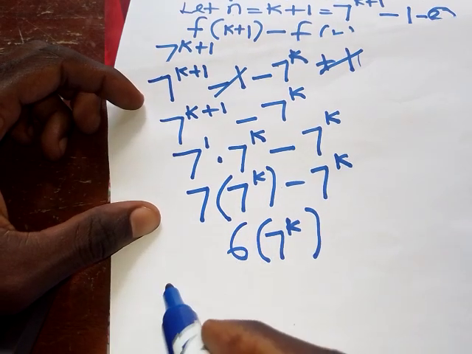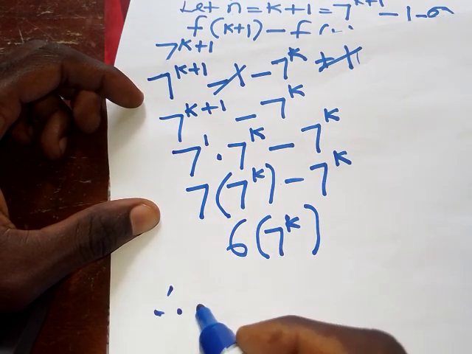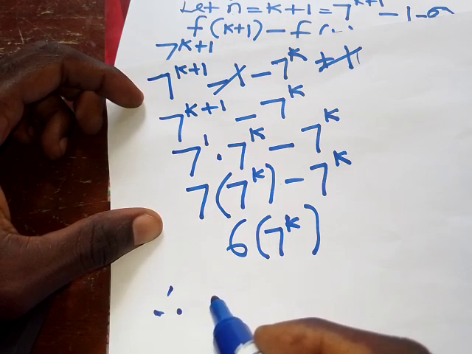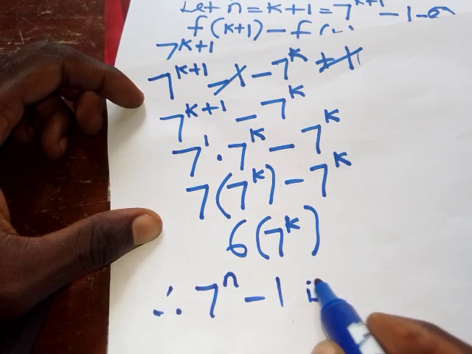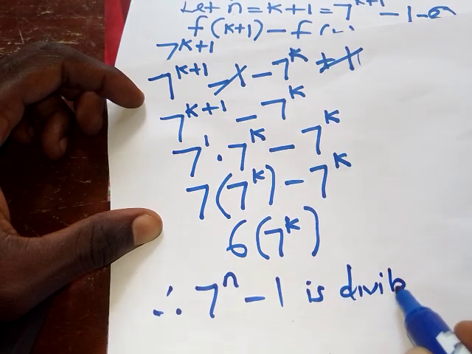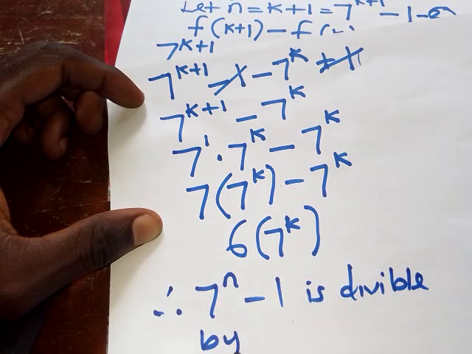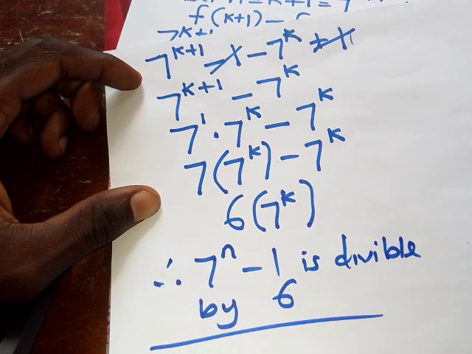So from here you conclude, you say, therefore, by mathematical induction, we've proved that 7 to the n minus 1 is divisible by 6. You end there.